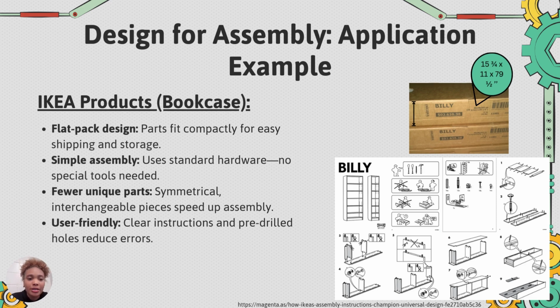They have simple assembly. You don't need any special tools. They have fewer unique parts. So a lot of the parts are symmetrical, they're interchangeable to help speed up assembly. And it's also user friendly. The instructions have pictures. It tells you how many of each part you need, how many people you need, what steps to take, and they also pre-drill the holes for you. So I think that IKEA does a great job at designing for assembly.